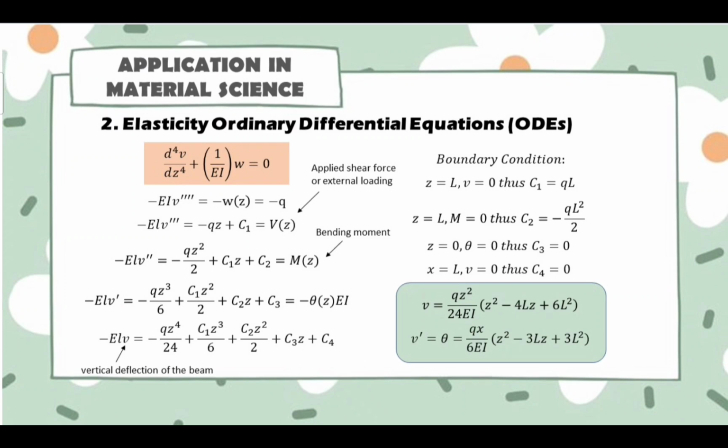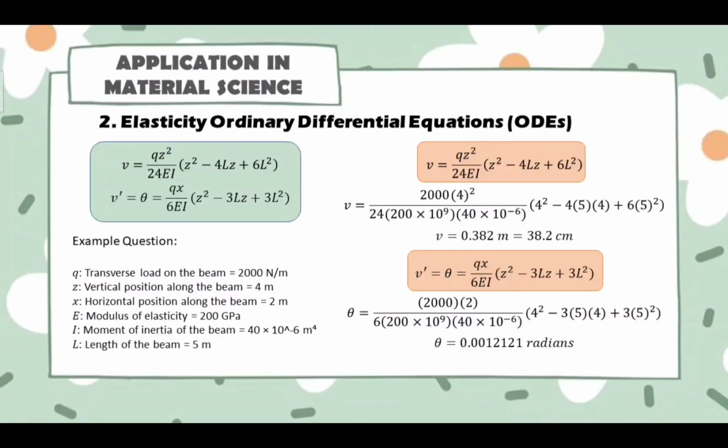EIv''' stands for the shear force, negative EIv'' stands for the bending moment, v' is the angle of deflection, and lastly, v is the vertical deflection of the beam. By solving with the boundary conditions, we can get the particular solution, which describes the vertical deflection and the angle of deflection of the beam under a transverse load. This is the example of solving vertical deflection and angle of deflection.